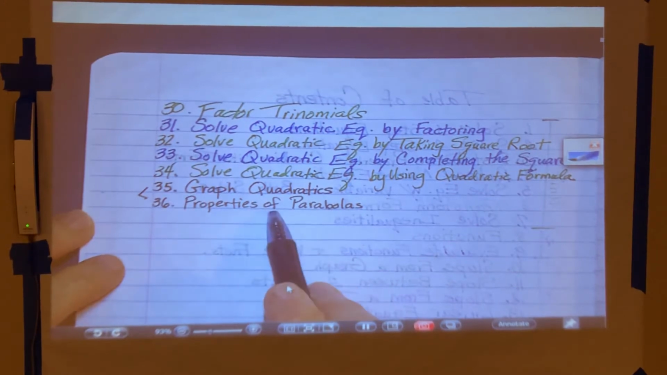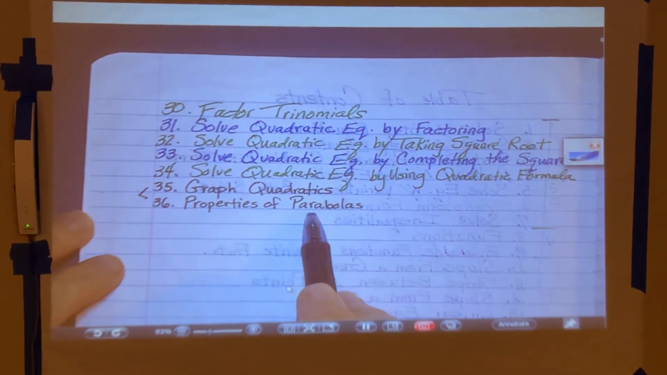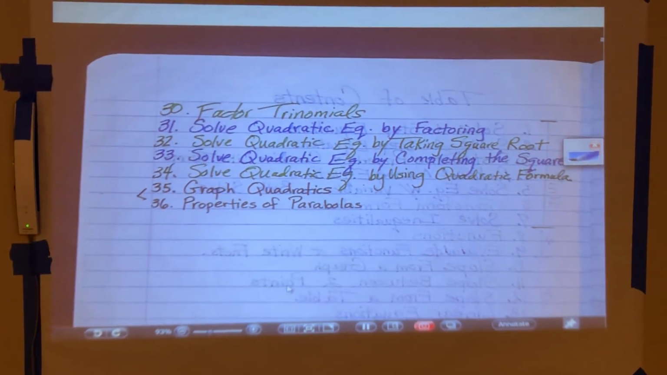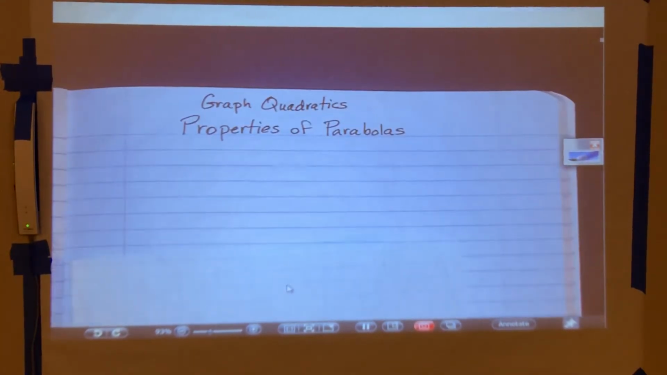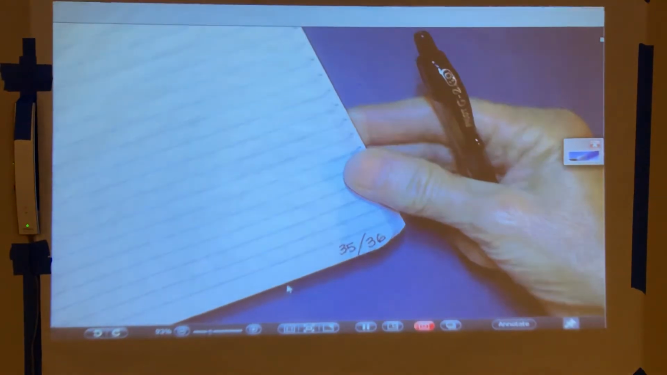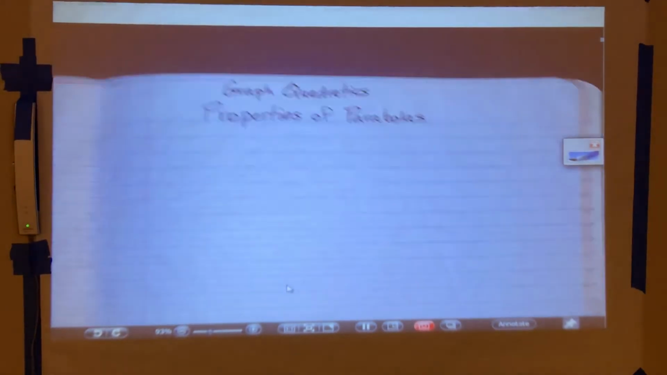They go together because you can't label the properties of the different attributes of a parabola without having first graphed it. So really this all goes together, so feel free to do that. What I did was put both titles at the top. I even put on the very bottom, pages 35 and 36, so you can definitely do that.